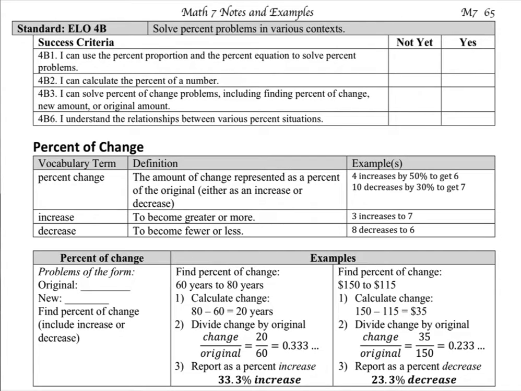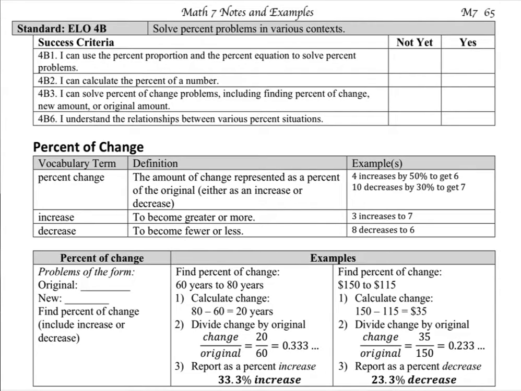First, the vocabulary. Percent change. It's the amount of change represented as a percent of the original, either as an increase or a decrease. For example, 4 increased by 50% gives you 6. 10 decreased by 30% will give you 7. An increase is to become greater or more, and a decrease is to become fewer or less.